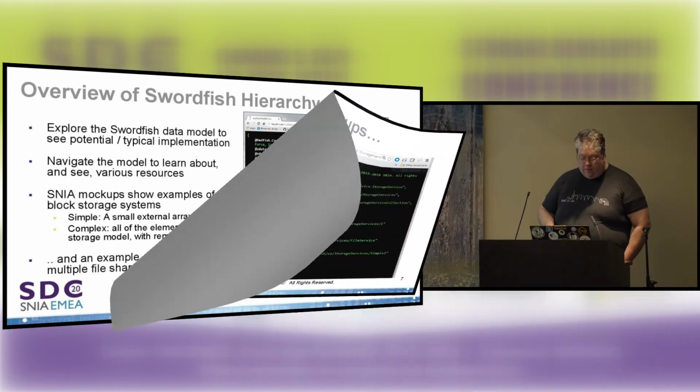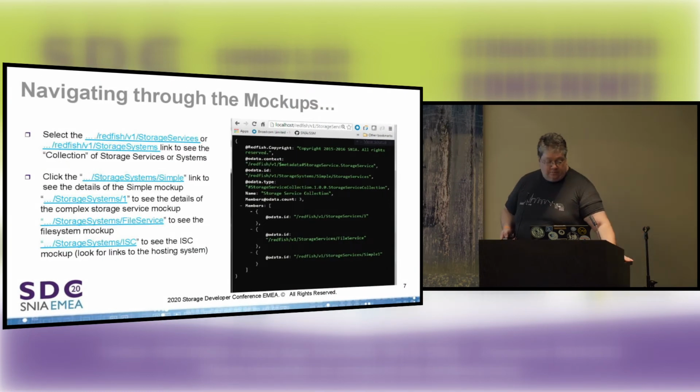So for instance, if I care about storage services, all I do is go to swordfishmockups.com/redfish/v1/StorageServices, and I get a list of all the storage services this is hosting right now, and I've got three. I've got one called One, another one called File Server, and another one called Simple One.